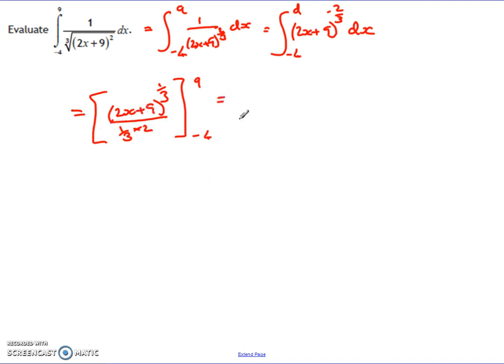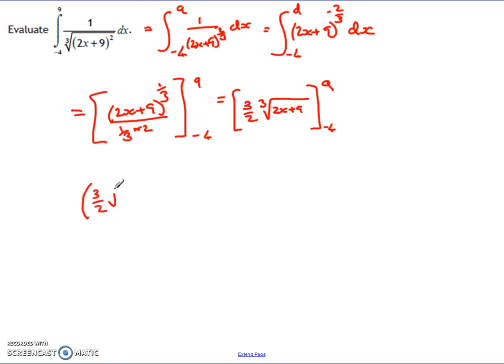We now have to simplify this, so 1/3 times 2 gives me 2/3, and I'm dividing by 2/3, so that then becomes 3 over 2. And then 2x plus 9 to the 1/3, well 1/3 is cube root, so it's then the cube root of 2x plus 9. And that's all between -4 and 9. So I've now got my form. It's in a form where I can work with it with these values. I now have to evaluate it.